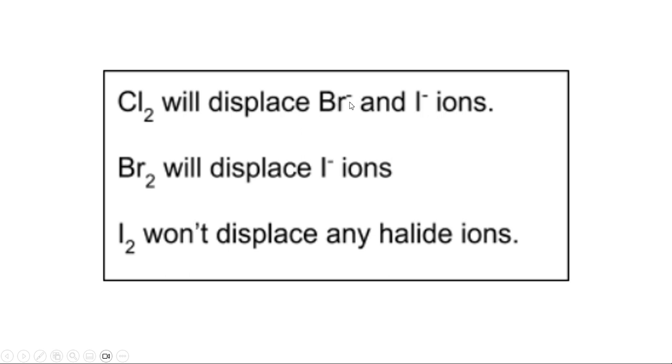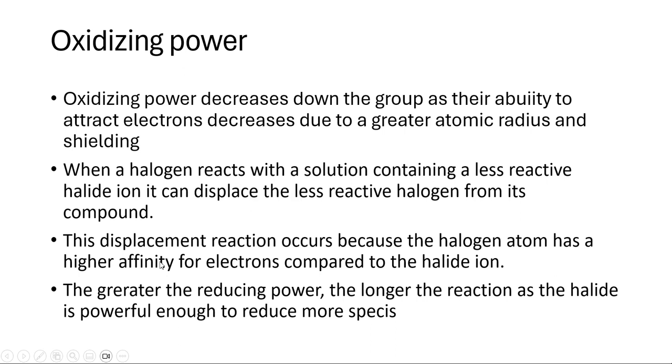For example, if a compound had Br, let's say HBr, Cl2 would displace the Br in that sense. You understand? And obviously Cl will become ionized, it'll be HCl or whatever.